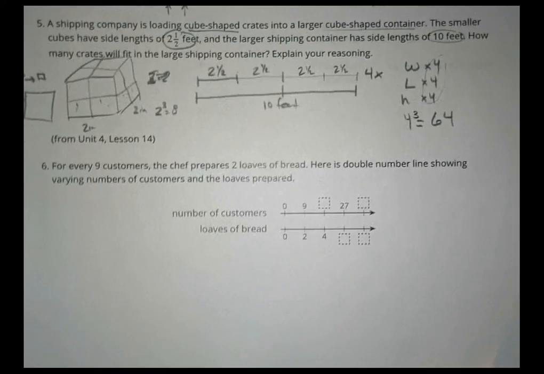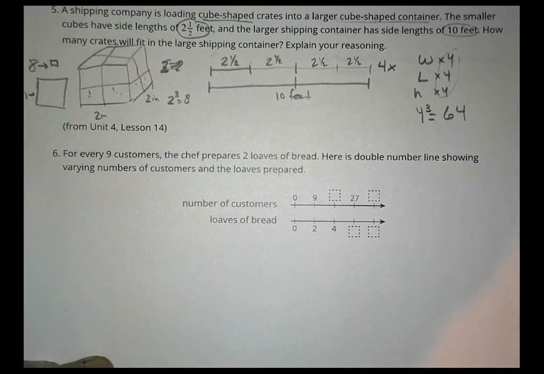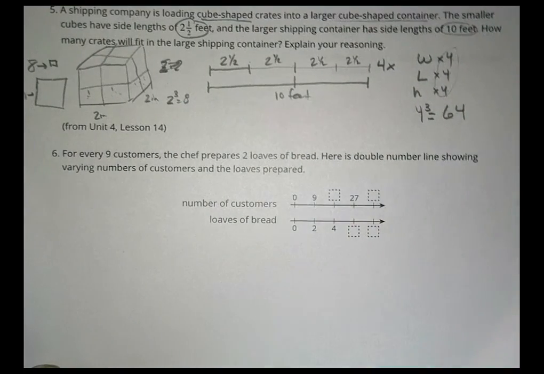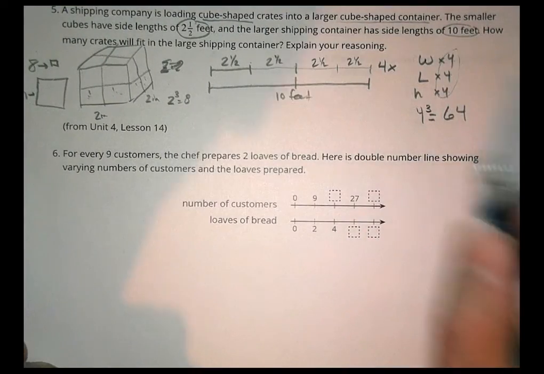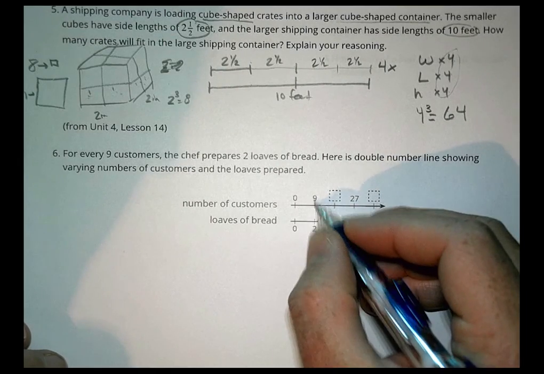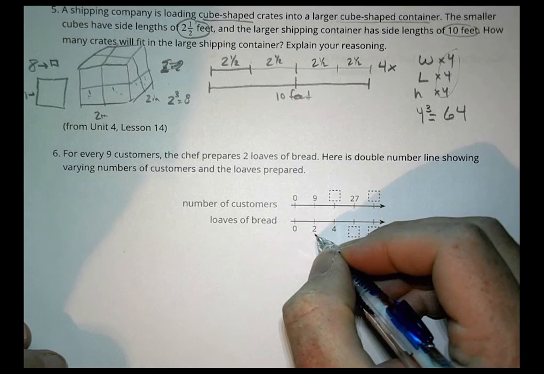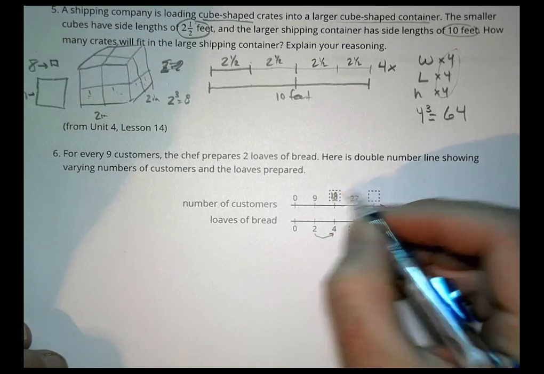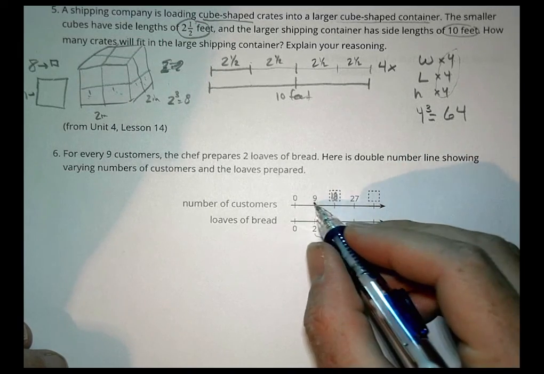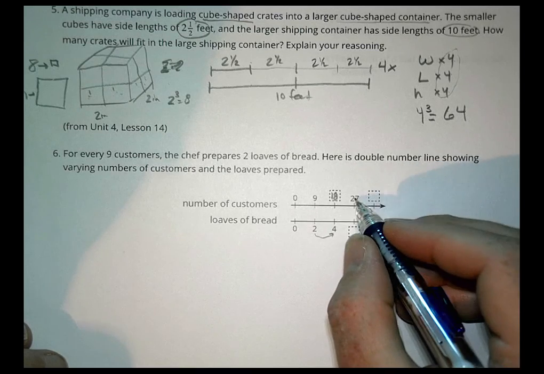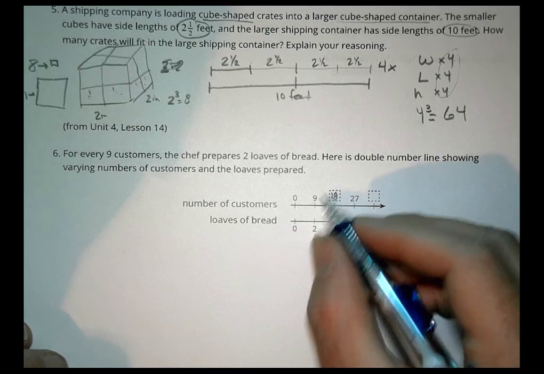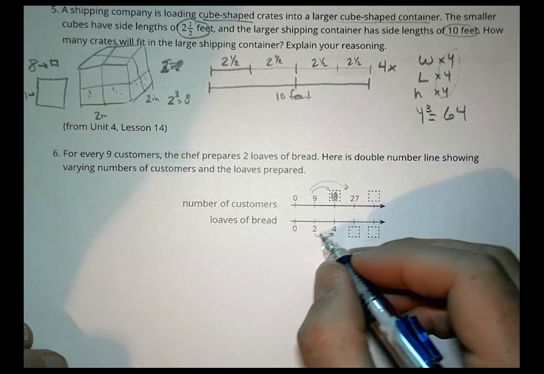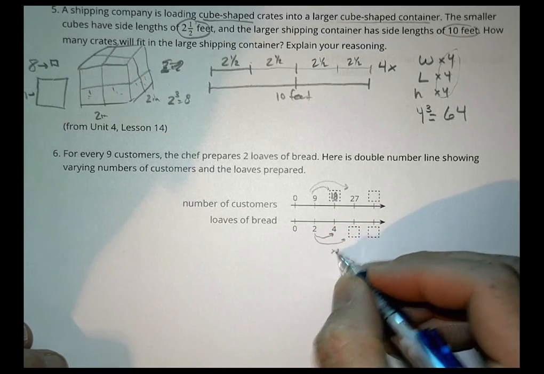Alright, the last one here. It says for every 9 customers, the chef prepares 2 loaves of bread. Here's a double number line showing varying numbers of customers and loaves prepared. So when there's 9, there's 2. If this goes up to 4, we're doubling that, so this becomes 18 right here. Okay, we can see we have 9, 18, 27. So in this case, this is times 2, this is times 3. So 2 times 3 is going to be 6.